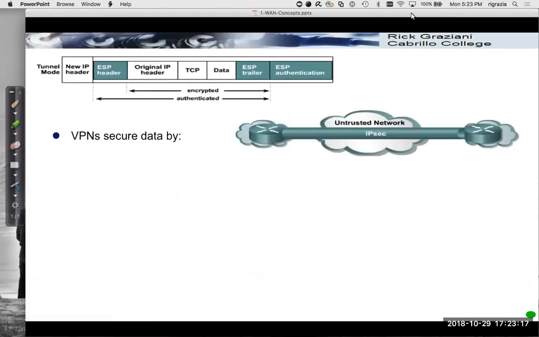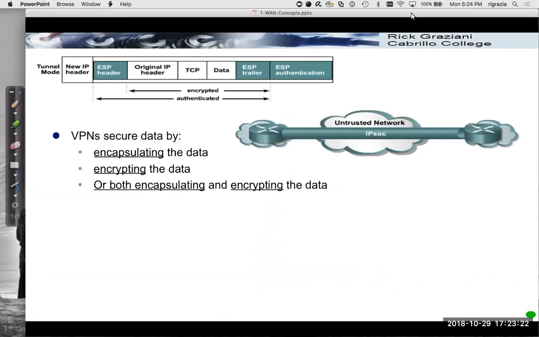So VPNs secure data by encapsulating the data, encrypting the data, or both. Usually both. What we can see here is the original IP packet, which, in this case, is using IPsec. I won't go into IPsec here, but it's basically this packet with some encryption and some authentication information, which is then encapsulated in yet another IP packet.